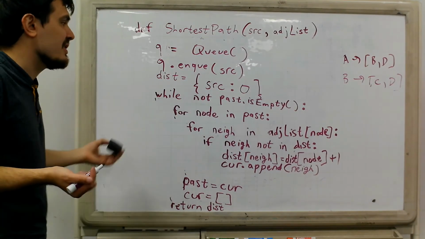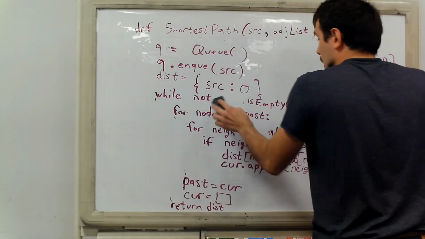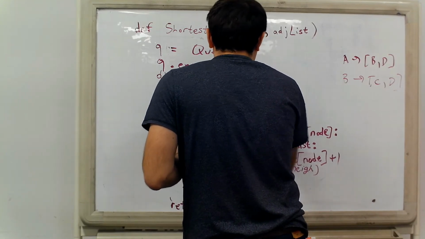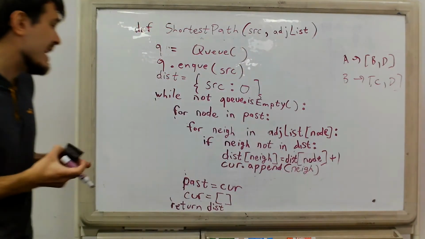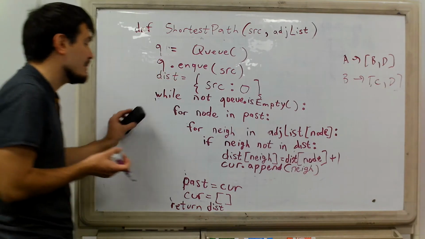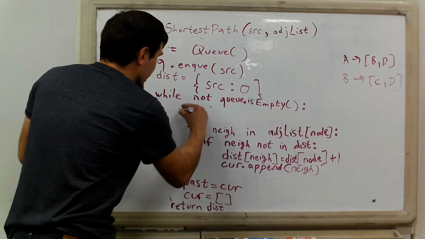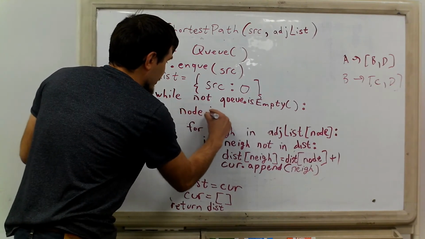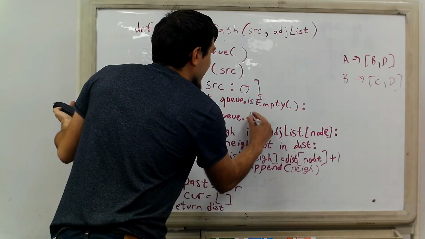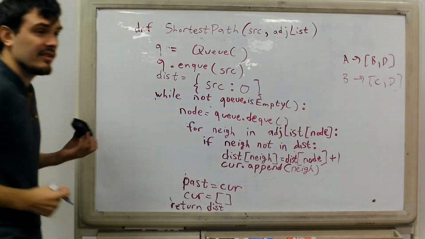Otherwise, not particularly important. So what does it clean up? You still need this distance map. So instead of while not past is empty, while not Q is empty. So as long as the queue is not empty. But now, we don't have to loop over every node. We'll just take one element from the queue at a time. Here we're going to say the current node that we're processing is q.dq. So basically take something from the front of the queue, the next thing in line to be processed.